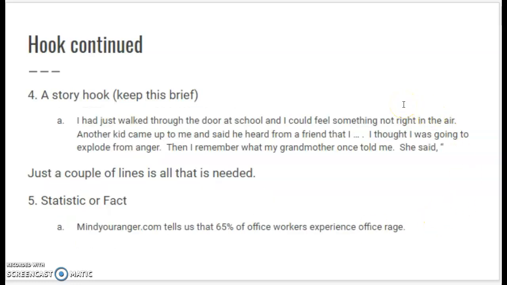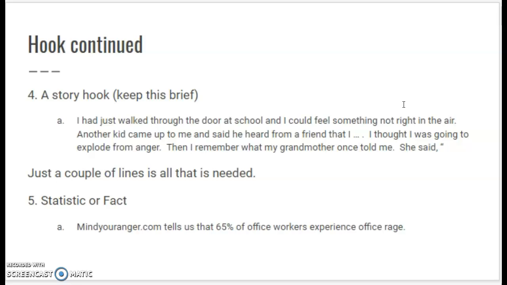The next one is a story hook, also known as an anecdote. You keep this brief, no more than 2 to 4 lines. I just walked through the door at school and I could feel something not right in the air. Another kid came up to me and said he heard from a friend that, well, we'll skip that. I thought I was going to explode from anger. Then I remembered my grandmother once told me, she said, and then you go on from there. Just use a few lines.